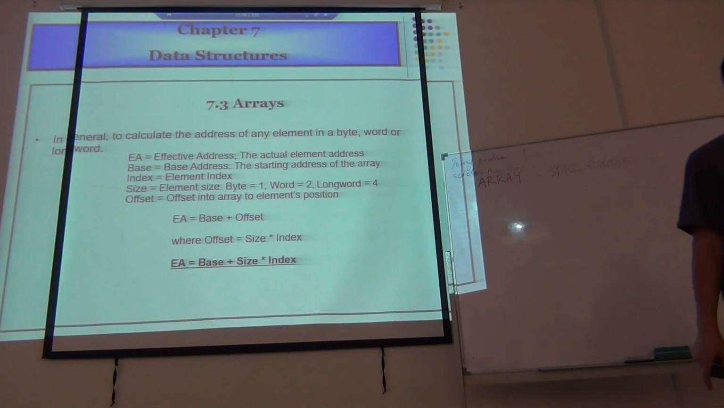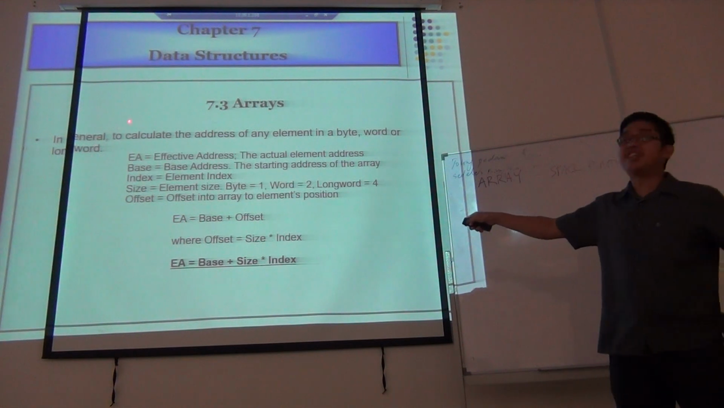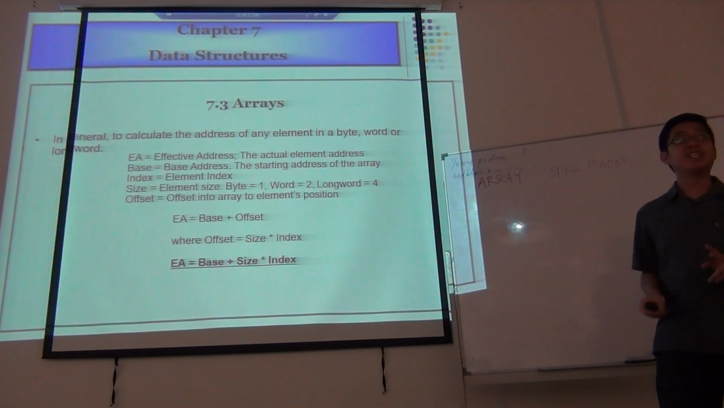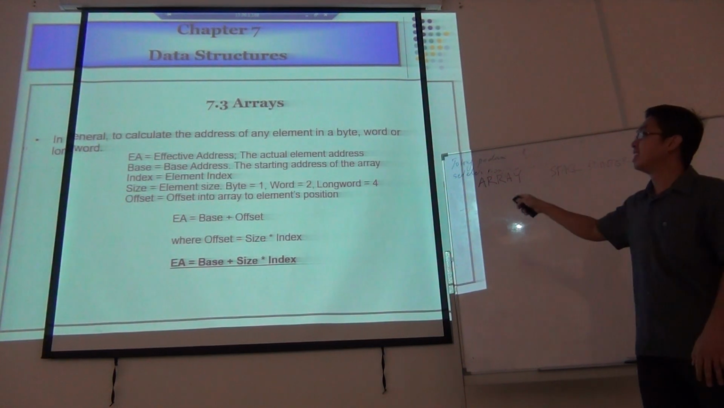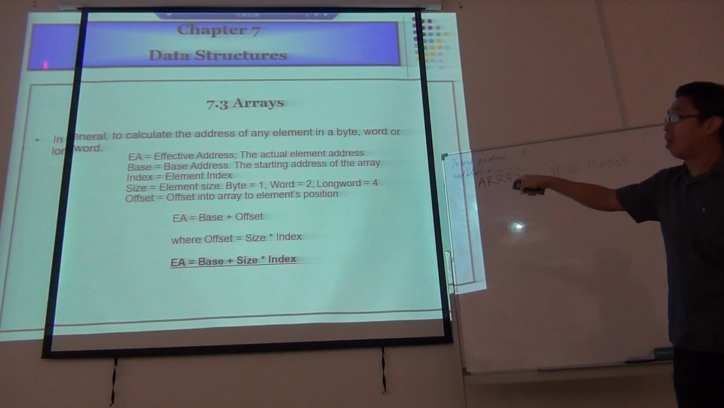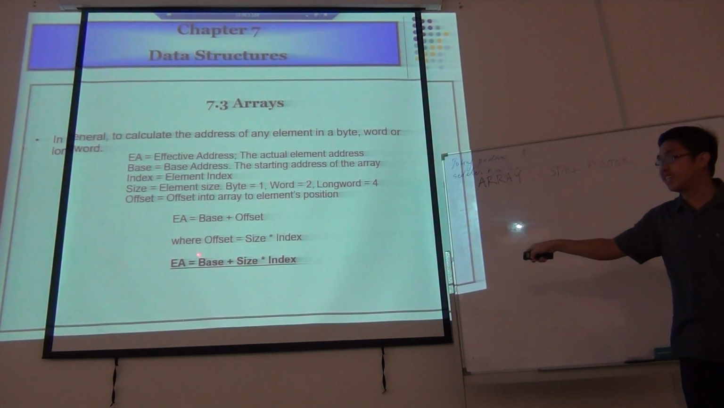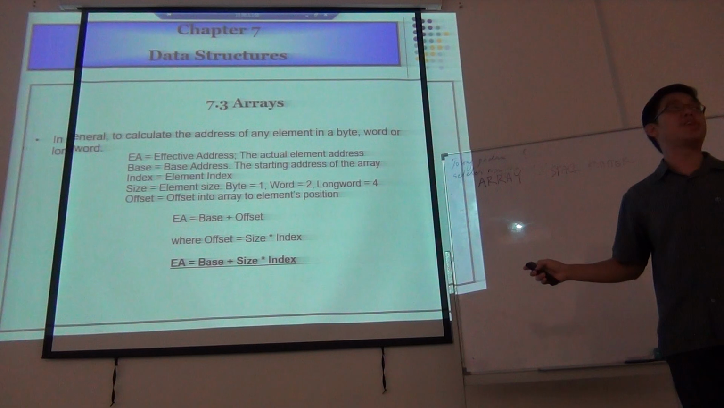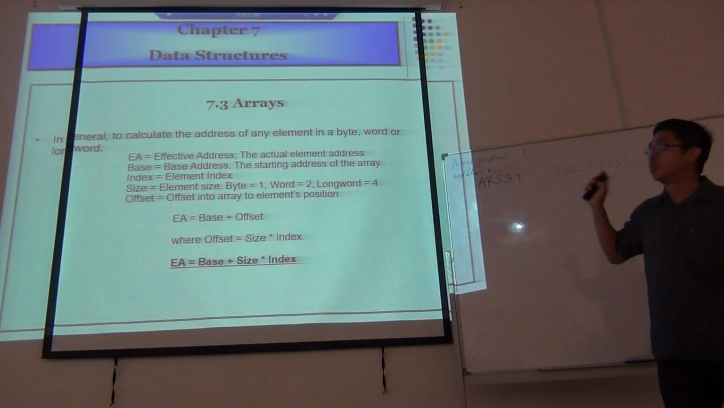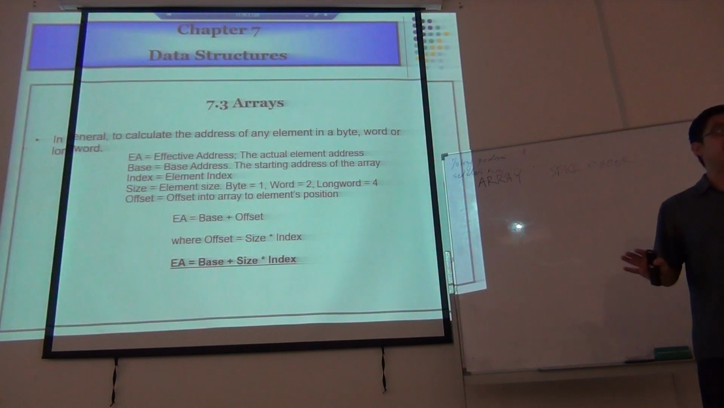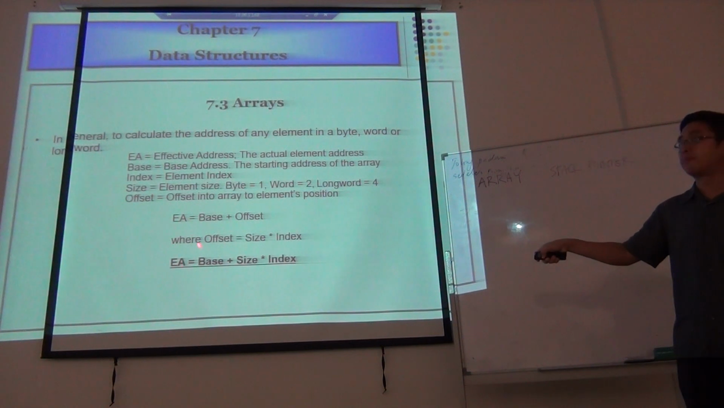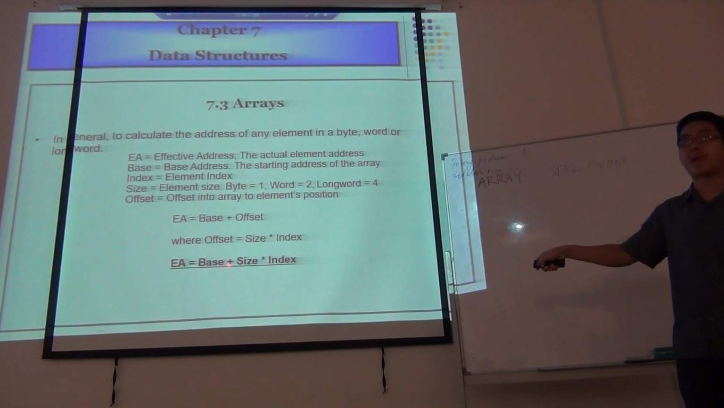So in general, to calculate the address of any element in a byte, word or long word array, you have to remember this formula. To get the address of any element, you have to remember this: effective address is equivalent to the base plus size times index. You have to complete this one first before you proceed.